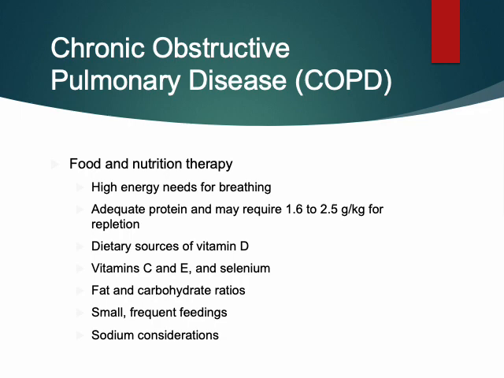In addition to maintaining at least 1.6 to 2.5 grams per kilogram of protein, we also have to think about the dietary sources of vitamin D, including vitamin C, E, selenium, into their diet, looking at their fat and carb ratios, and most COPD patients need to eat in small, frequent feedings because it takes so much energy to take in those large meals. And you're also thinking about sodium as well.